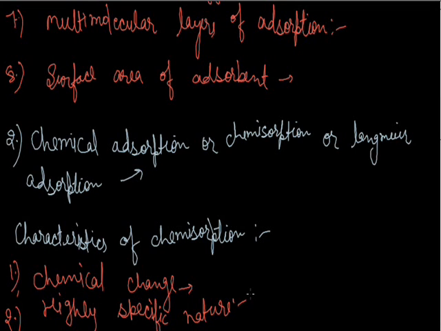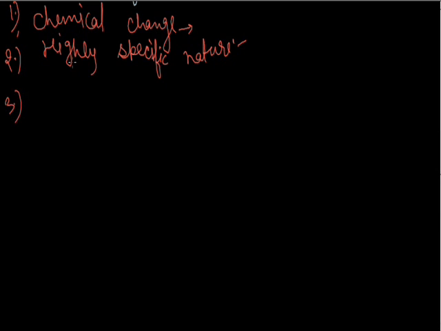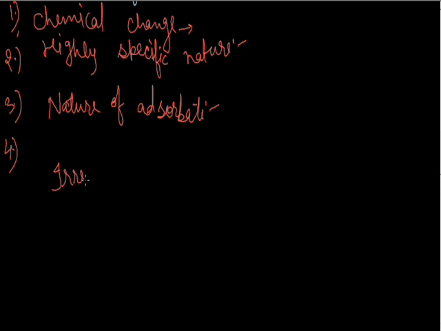For example, oxygen will be chemisorbed only on those solid adsorbents, that is carbon or metal, with which it can form oxide, or hydrogen will be chemisorbed on those solid adsorbents with which it can form hydride, for example, transition metals. Third is nature of adsorbent. As explained above, the adsorbent should be such that it could form a chemical bond with the adsorbate.